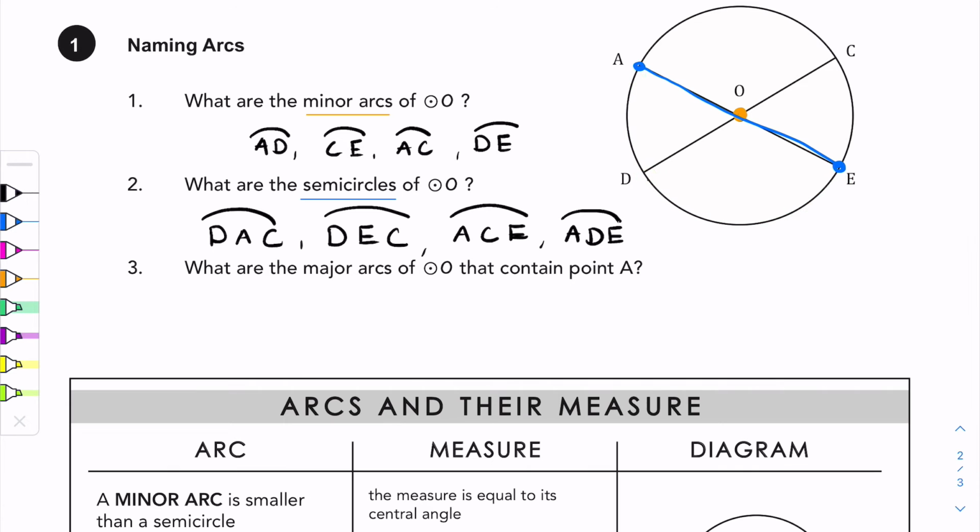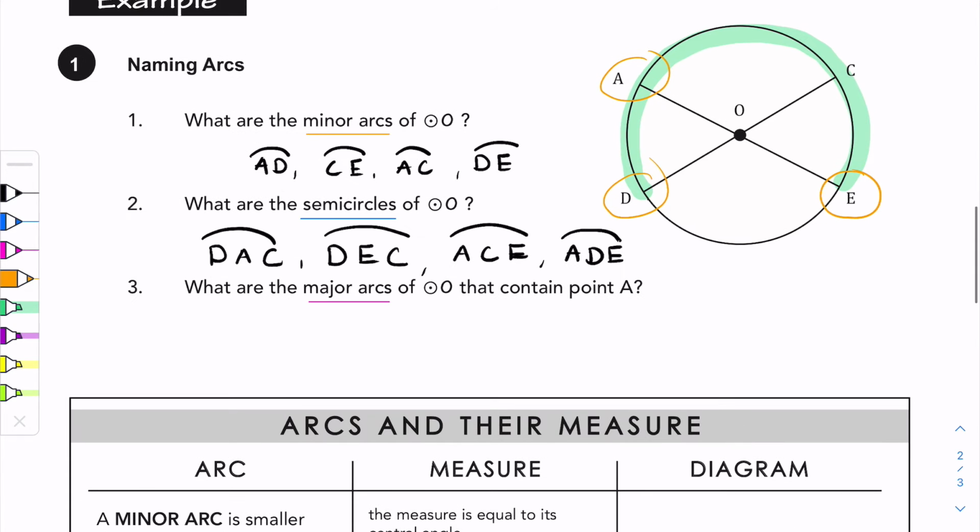Lastly, we're going to name the major arcs. So major arcs are larger than a semicircle. I'm just going to visualize this. I can see that I have a major arc here. It goes past the semicircle because it goes past the diameter. I'm going to use point D, A, and then E. I could have used D, C, and E. It doesn't matter. You just have to make sure you have your endpoints and one other point. So anyways, I'm going to say D, A, E.